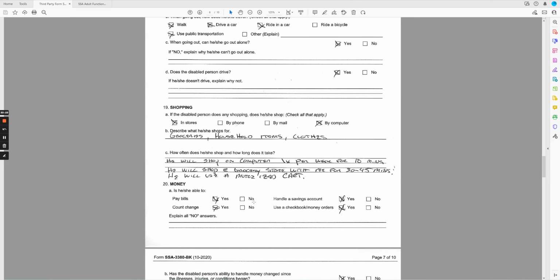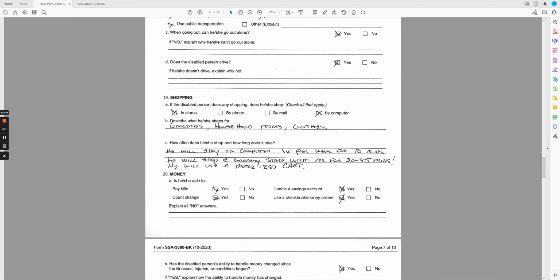But here, what about shopping? Well, in stores, we go to the grocery store, and you can see they shop in stores and by computer. In stores, they're buying groceries, household items, and clothes. Then here we break it down even more. How often does he or she shop, and how long does it take? He will shop on a computer 1 time per week for 10 minutes.